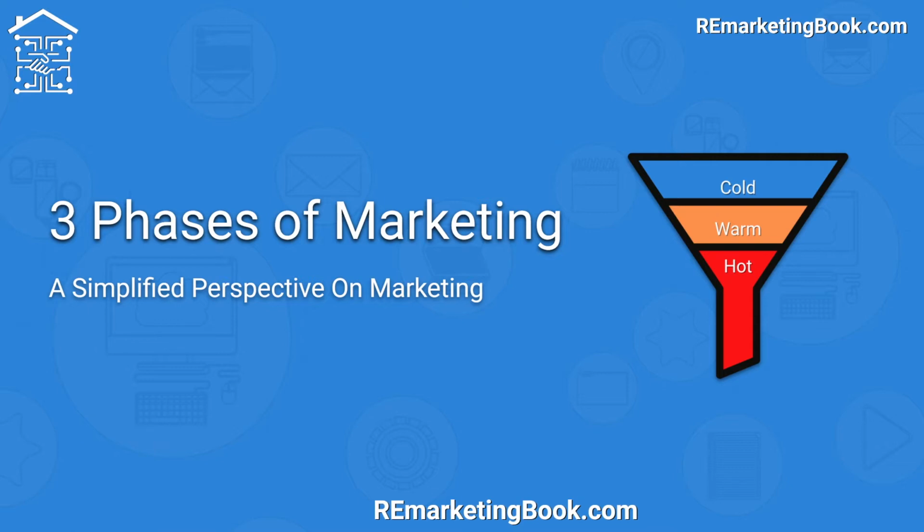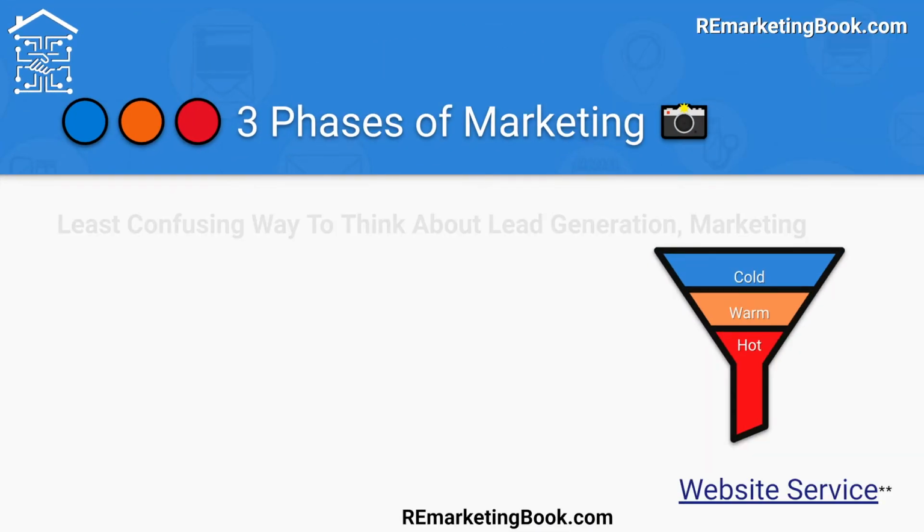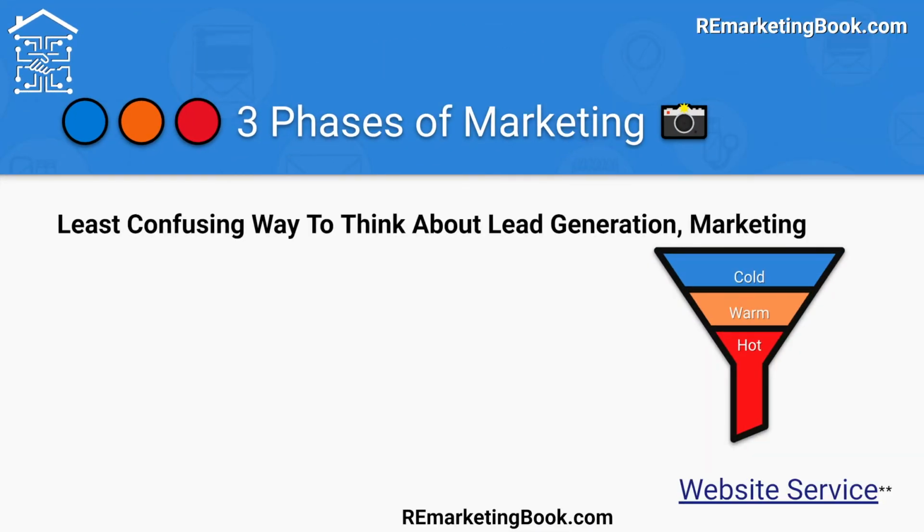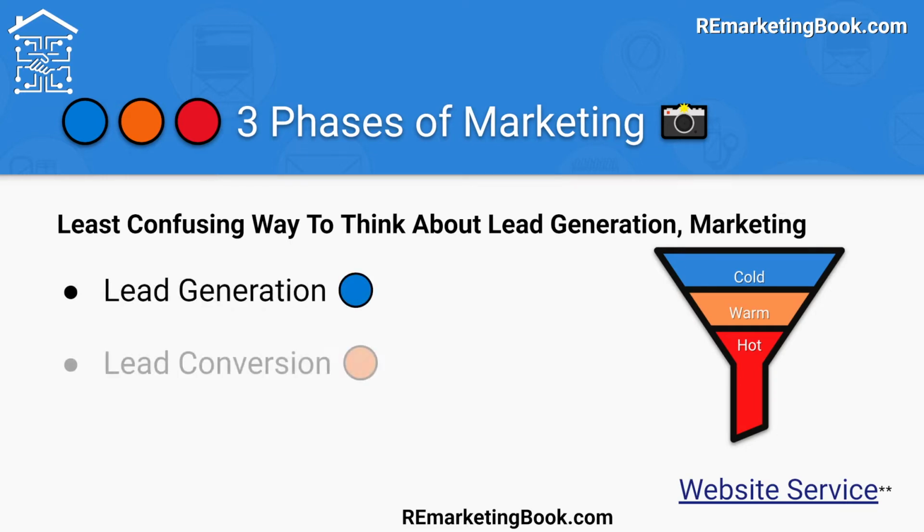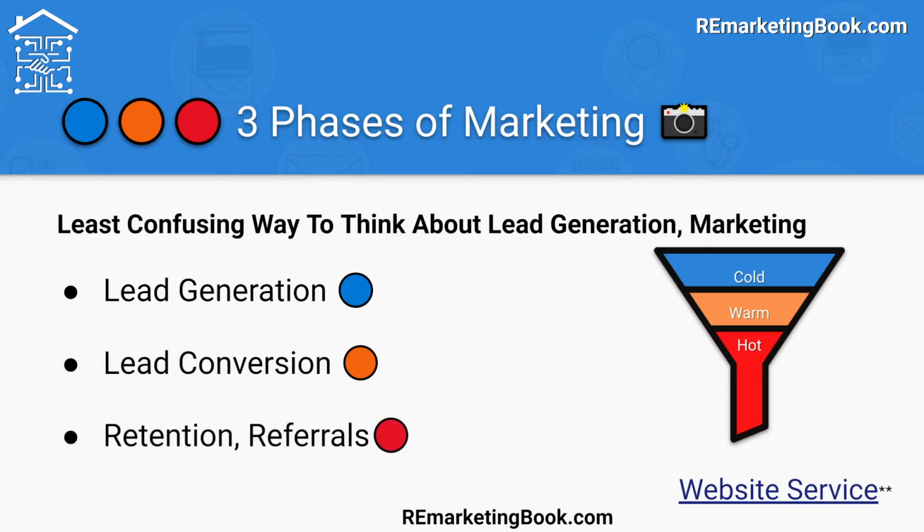There are generally three phases of marketing, and a lot of times when we're doing marketing, we're focused on one aspect, right? We're focused on the lead generation aspect. So I'm going to go through the three phases of marketing and break this down so you can understand it, right? I call this the least confusing way to think about lead generation and marketing. The three phases are lead generation, lead conversion, and retention and referrals, right?